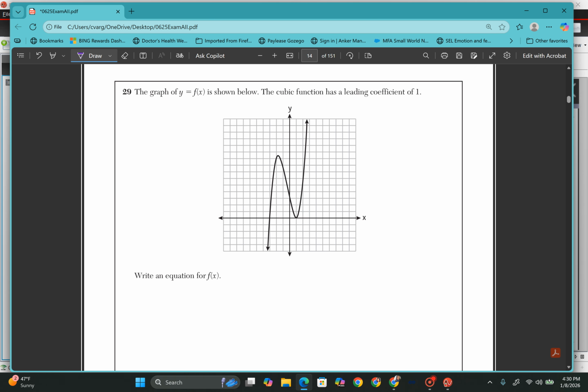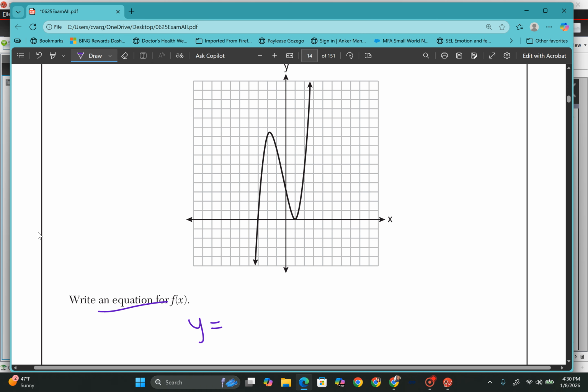Okay. This one, equation. As soon as you see this, you're going to write y equals, or f of x equals. And then we're going to see where the graph crosses the x-axis right here. So it crosses it here at negative 3 and here at positive 1. Cool. So let's go ahead and do that. When we're double bubbling this, you're going to switch the sign of the negative 3. So that's going to be x plus 3.